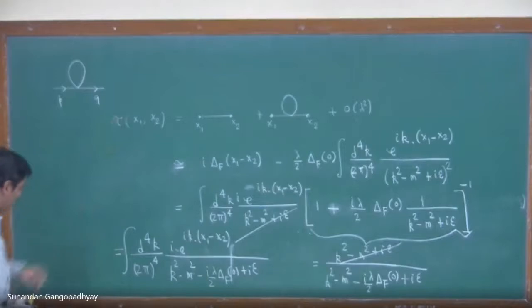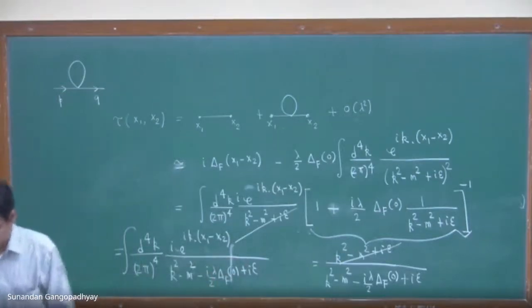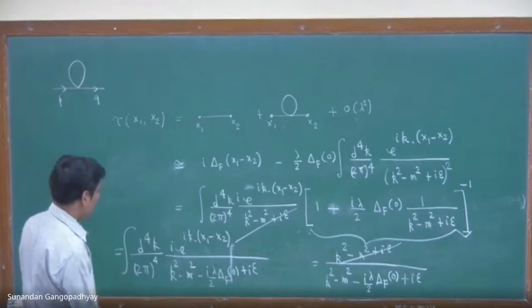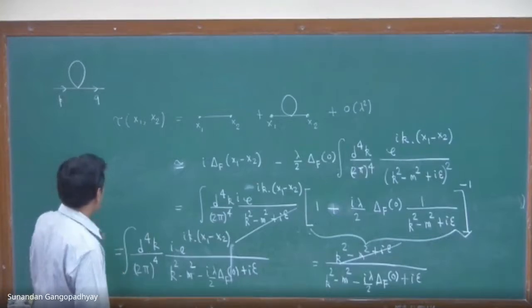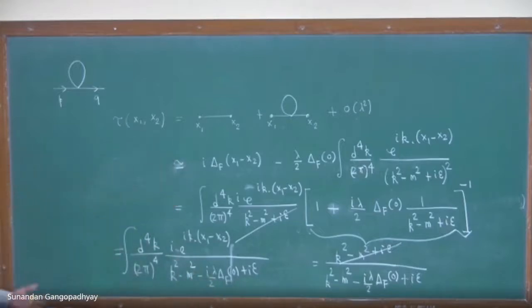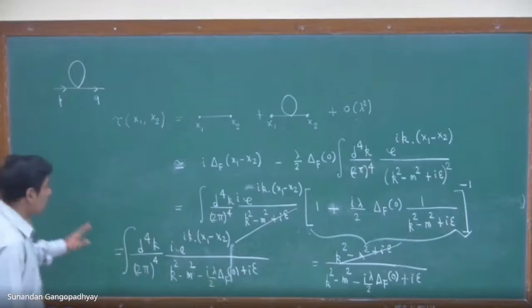So your 2-point function up to order lambda, the coupling constant, is basically given by this expression. This is the correction that you get from the coupling constant lambda, or you can say up to first order in perturbation theory, or up to one loop. This is the correction. Now the question is, what does this result tell us?